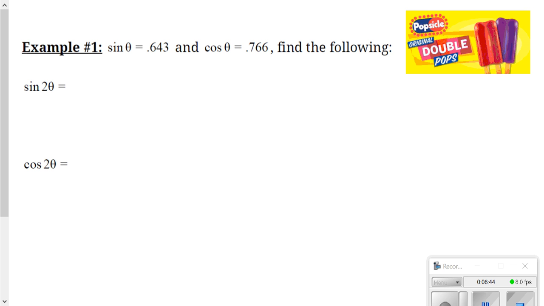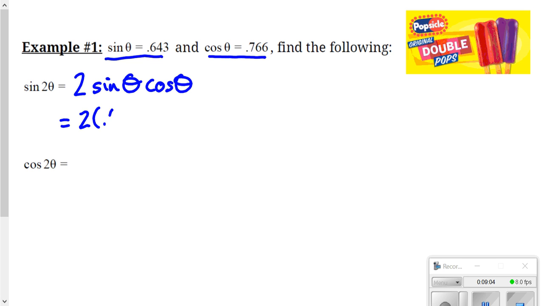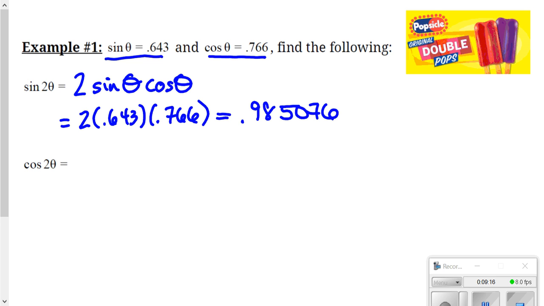Okay, so this first example is very, very algebraic, okay? So they already told us what sine of theta is. They already told us what cosine of theta is. This is legit. Just write down a formula and use it. So the sine double angle formula doesn't have choices. It just has one version. And then you plug and chug. 2 sine was 0.643. Cosine is 0.766. Get your calculator. Type, type, type. 0.985076. Boom.